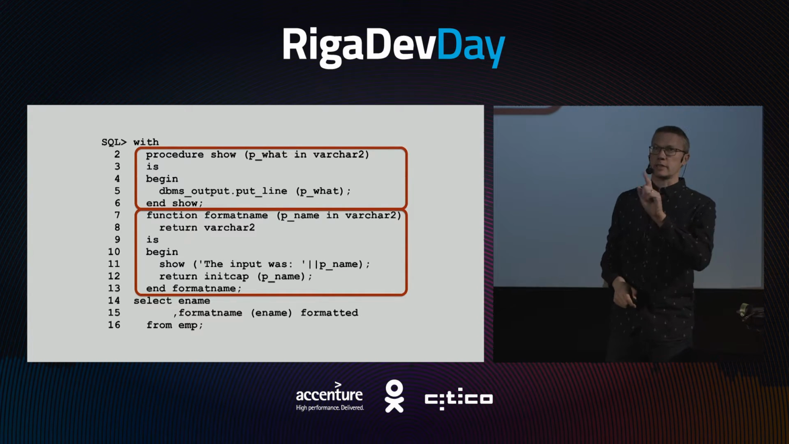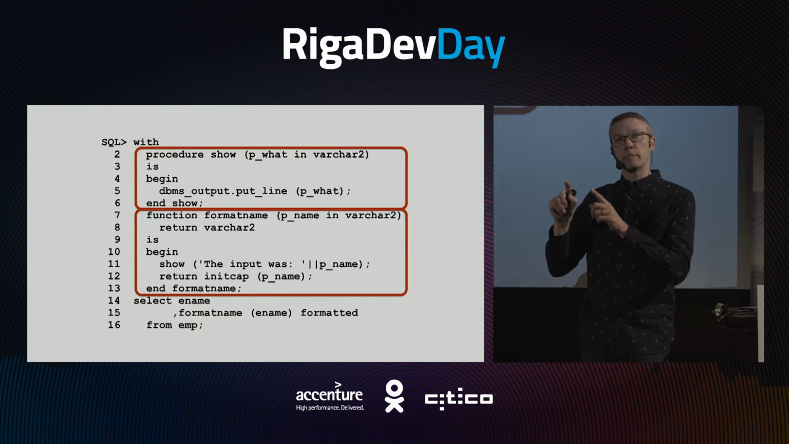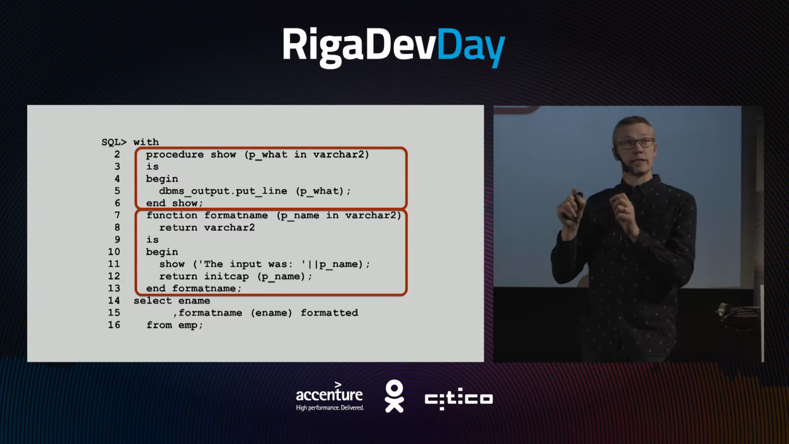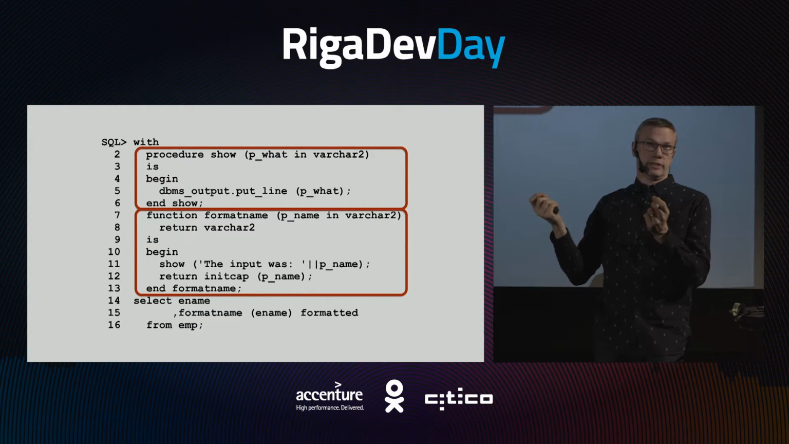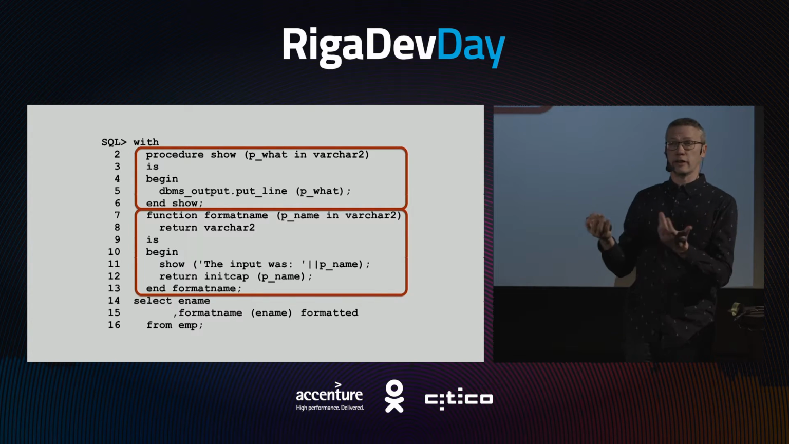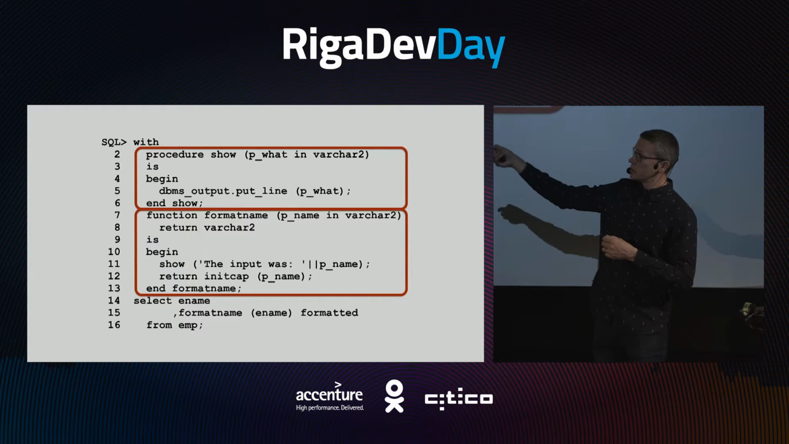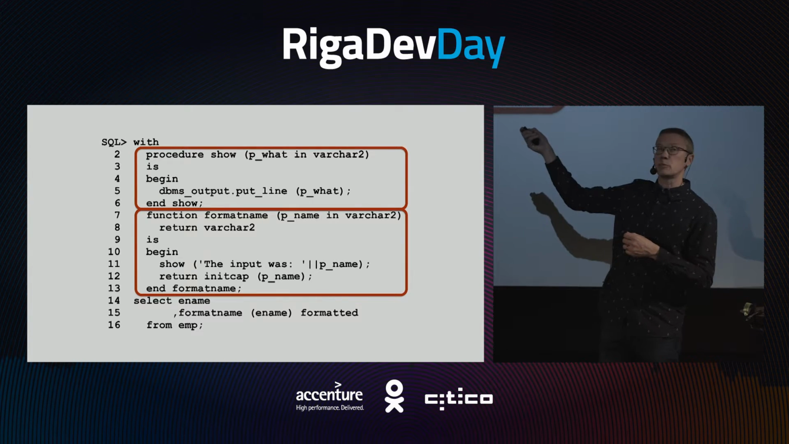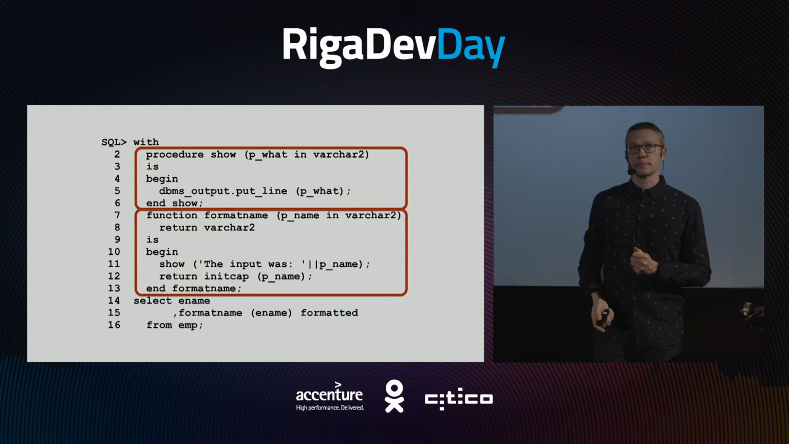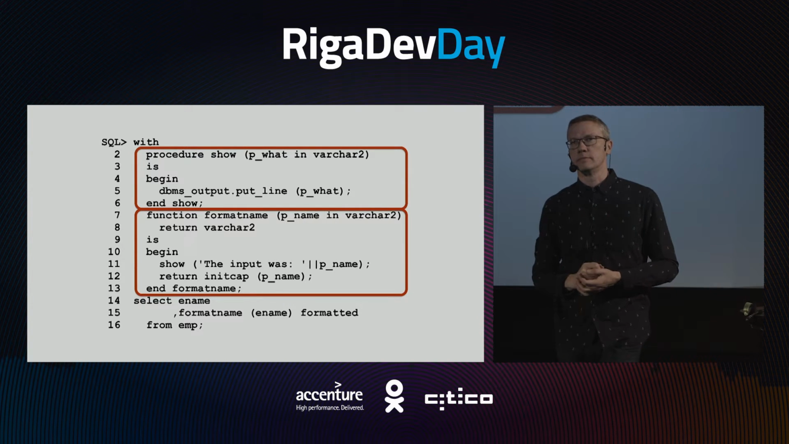It's not possible. Hang on, please. It's not possible to call a procedure directly from SQL, right? You can only call functions. So in this case, I'm using format name, which calls that function, which calls that procedure, and uses dbms_output. There was a question.